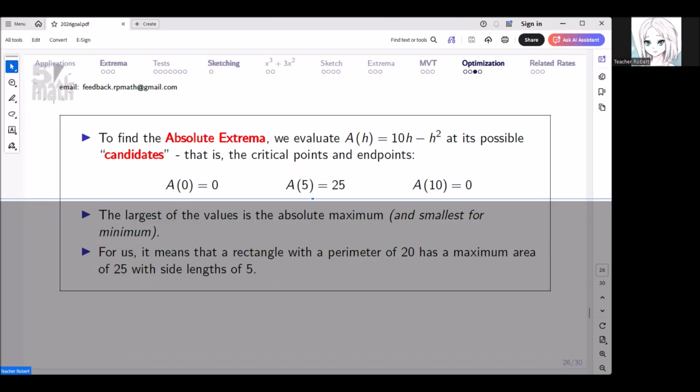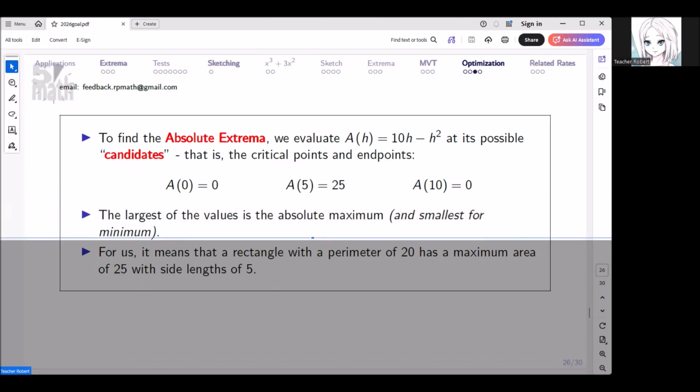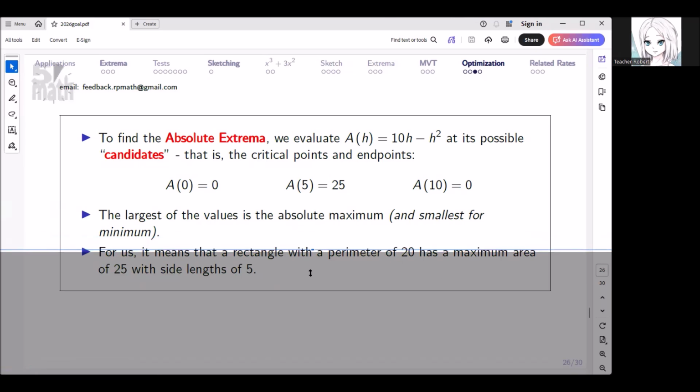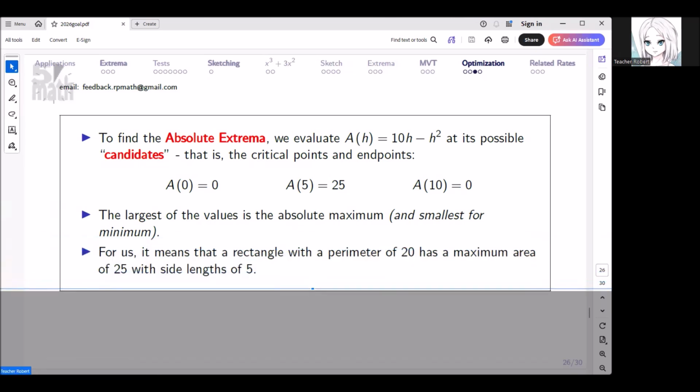To find the absolute extrema, we evaluate a of h equals 10h minus h squared at its possible candidates, that is, the critical points and endpoints. A of 0 equals 0, a of 5 equals 25, a of 10 equals 0. The largest of the values is the absolute maximum, and the smallest is the minimum. For us, it means that a rectangle with a perimeter of 20 has a maximum area of 25 with side lengths of 5.